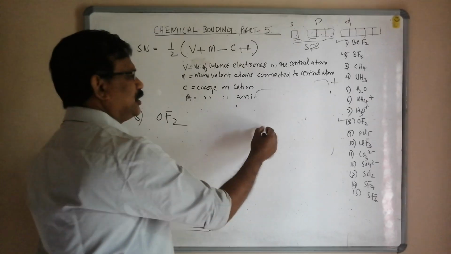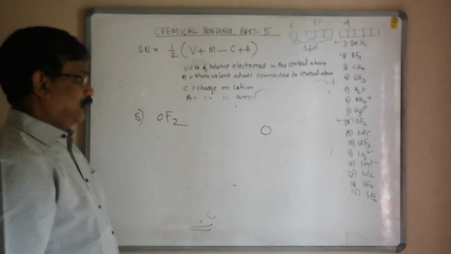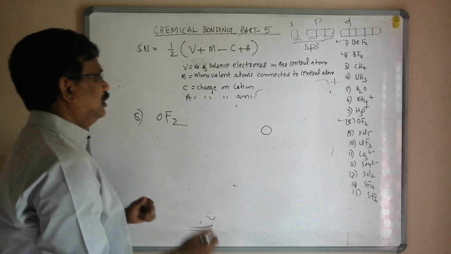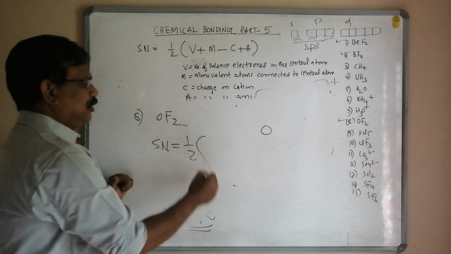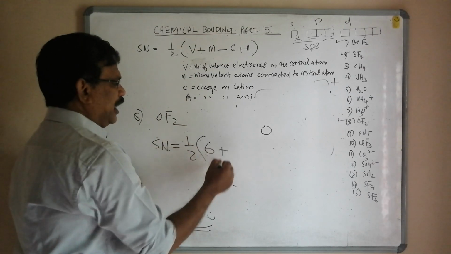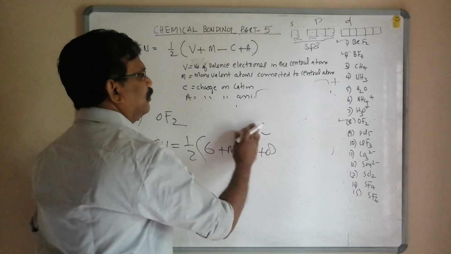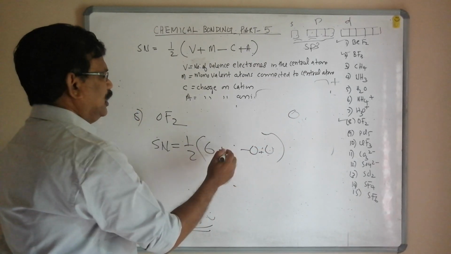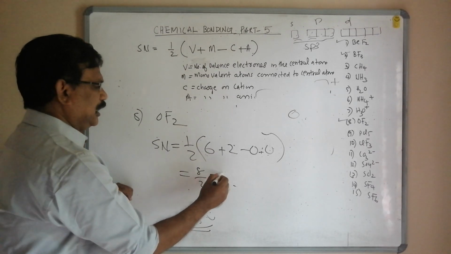So central atom oxygen, and the 2 fluorine atoms are connected to it. So how many hybrid orbitals are present around oxygen? That is steric number. Steric number is equal to half into: oxygen belongs to 16th group, 6 electrons, 2 monovalent atoms, fluorine atoms, neutral molecule minus 0 plus 0. And this is the formula. So the number of monovalent atoms is 2. So 8 by 2, 8 by 2 is equal to 4.